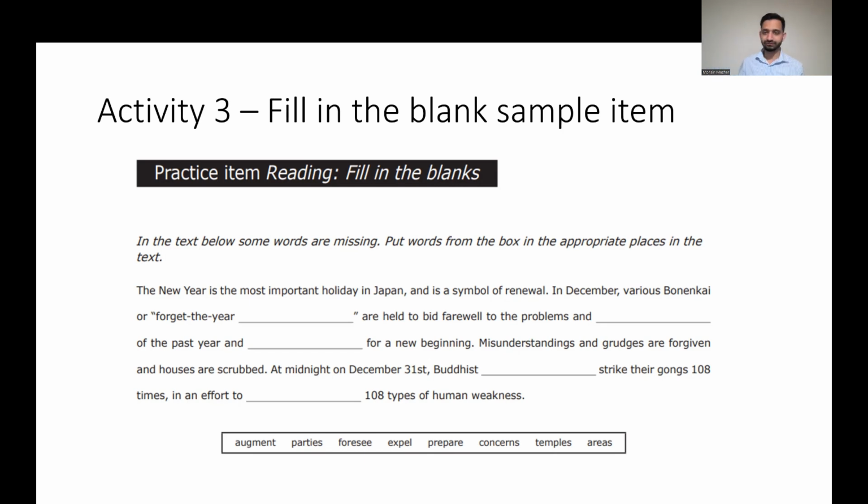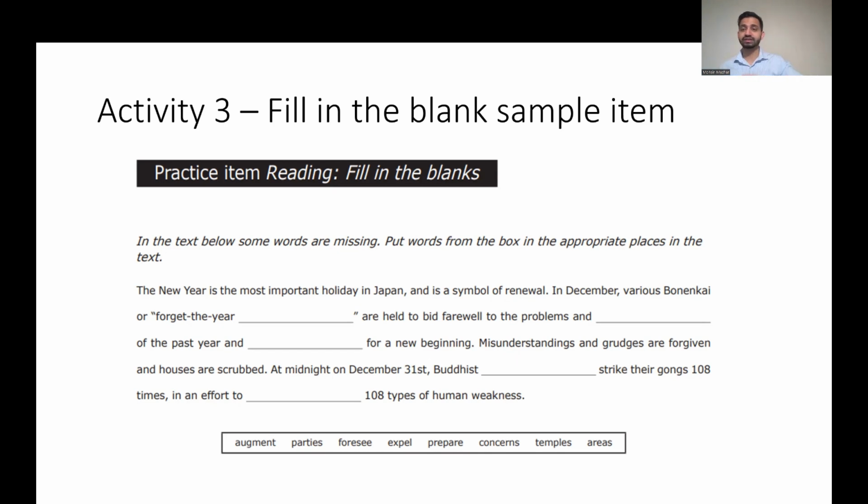And if I don't even look at the box, I'm thinking of the past year and expel for a beginning. Does it make sense? We need a verb here, don't we? I think you got that. Of the past year and foresee for a new beginning. Doesn't make sense. Expel or prepare. So what are you going to do? You're going to be preparing for the new year, isn't it?